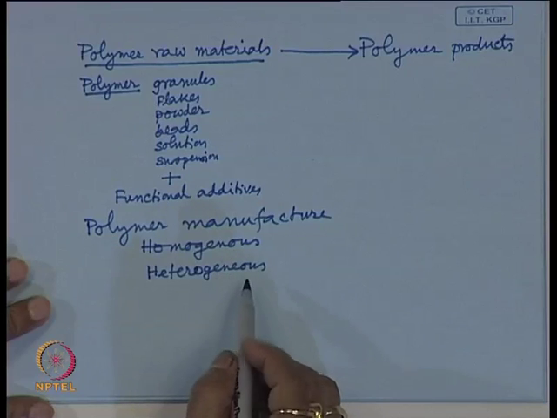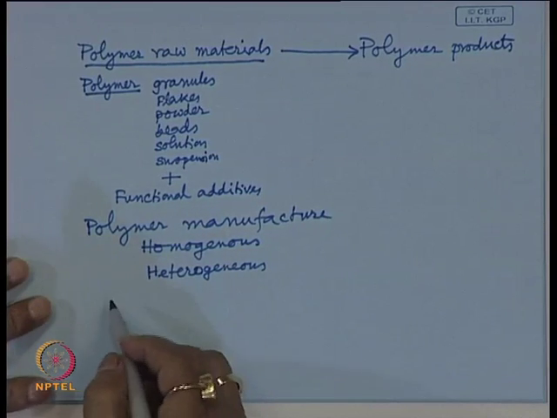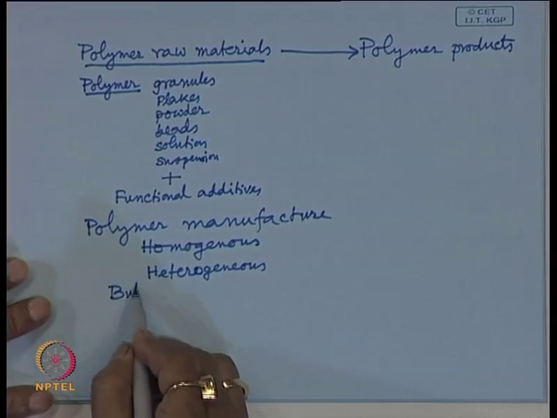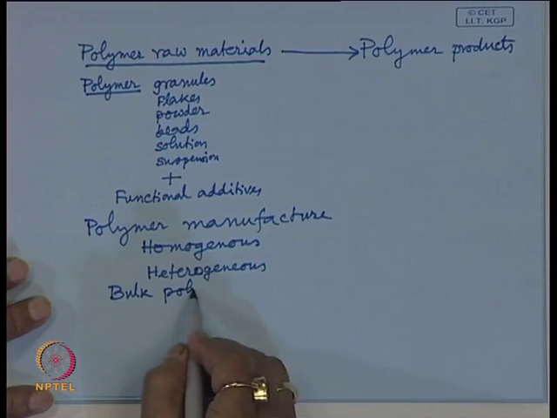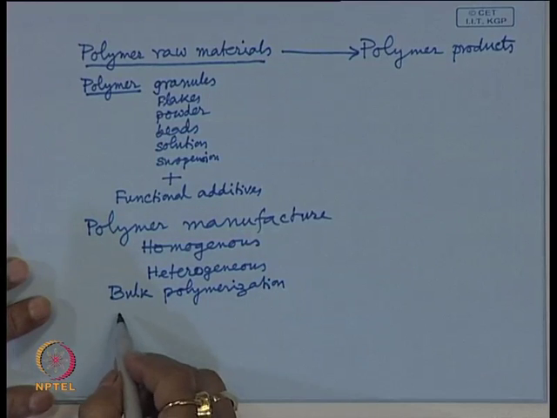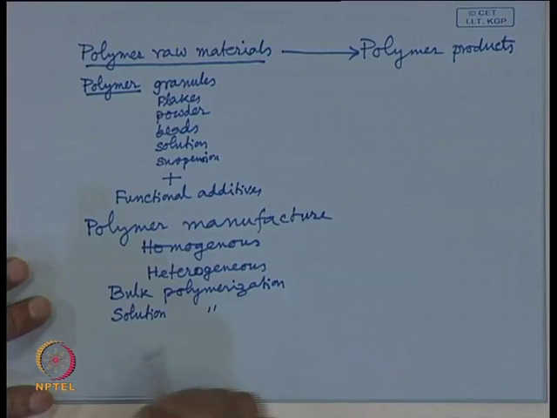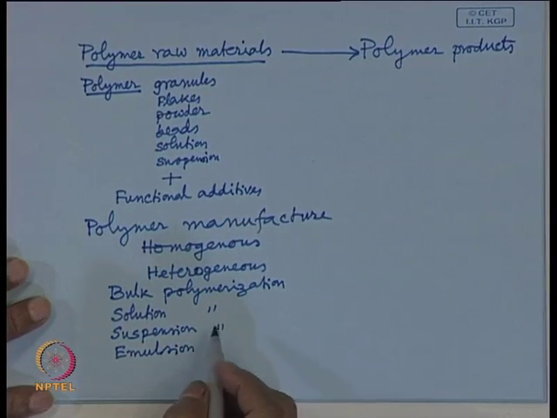And out of these homogeneous and heterogeneous systems, in general we can say there are techniques like bulk polymerization, solution polymerization, suspension polymerization and emulsion polymerization. Okay.